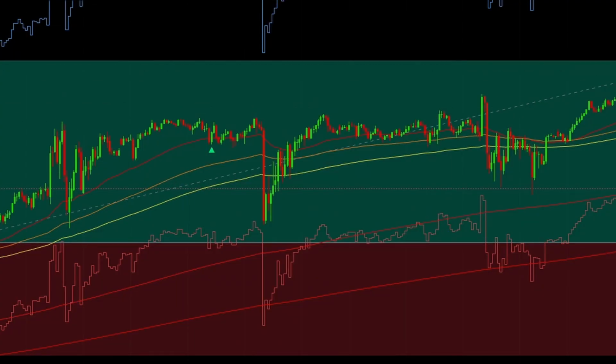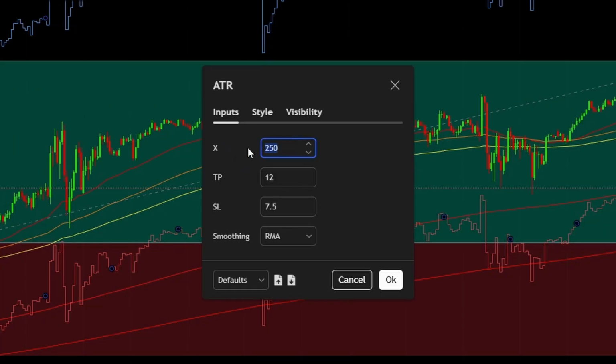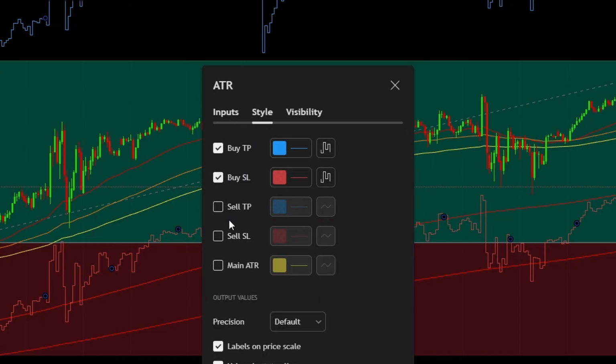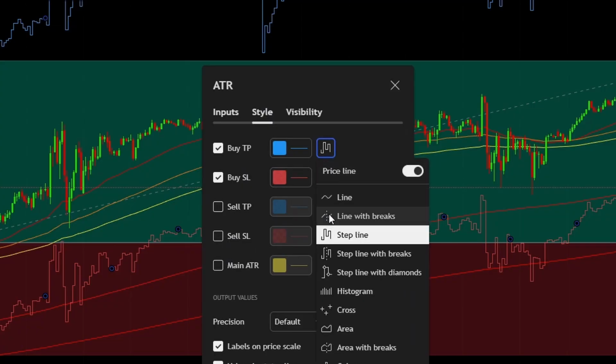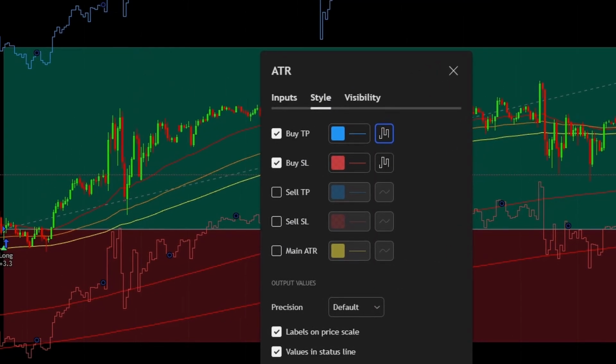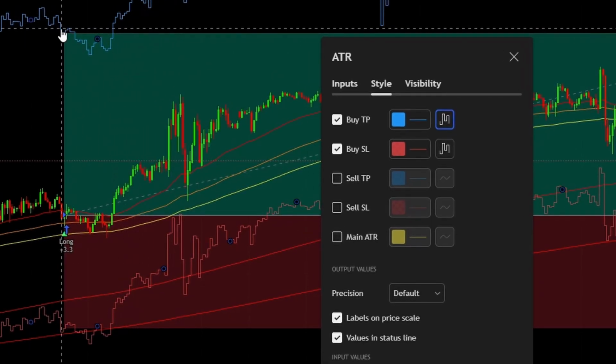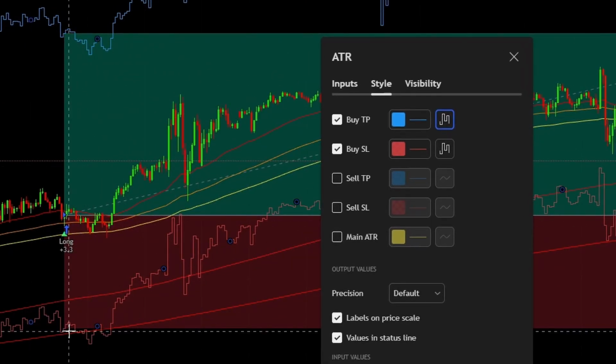And finally, for NNFX ATR, set the X value, which is the period, to 250, the take profit multiplier to 12, and the stop loss multiplier to 7.5. Now go over to the style tab, uncheck the sell TP, the sell SL, and the main ATR, and make sure that the line style is set to step lines. This way it will be easy to see where to put the take profits and the stop losses.